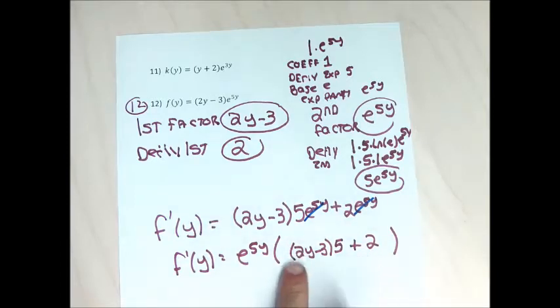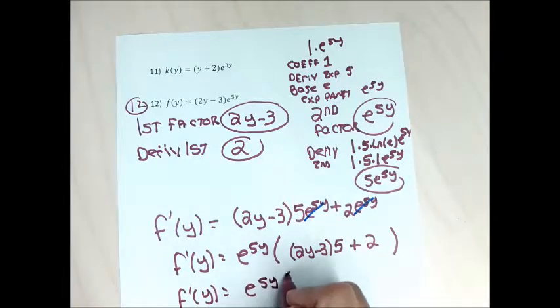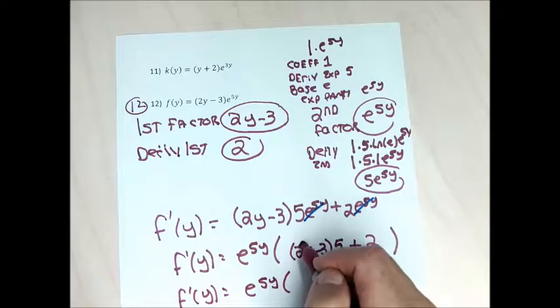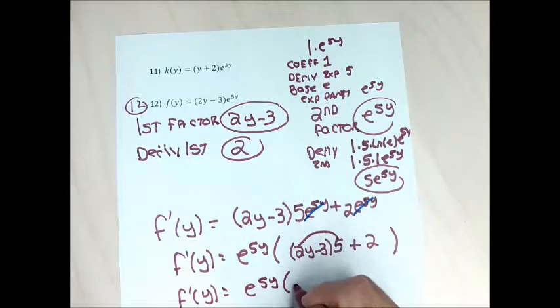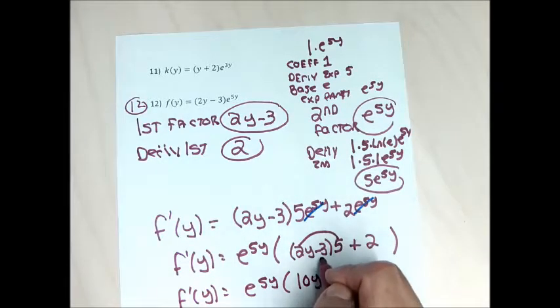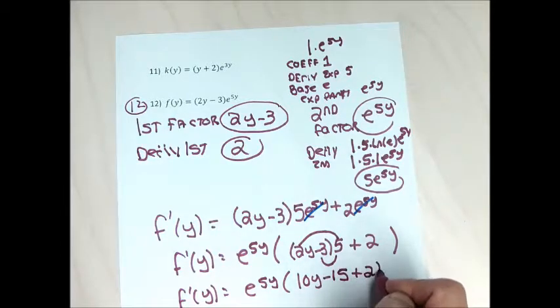I'm going to clear this inner parentheses, combine like terms, and get a best derivative. So this is going to be e to the 5y times, now to clear this parentheses, 2y times 5 is 10y, minus 3 times 5 is minus 15, and then plus 2. Now I'm going to combine like terms.